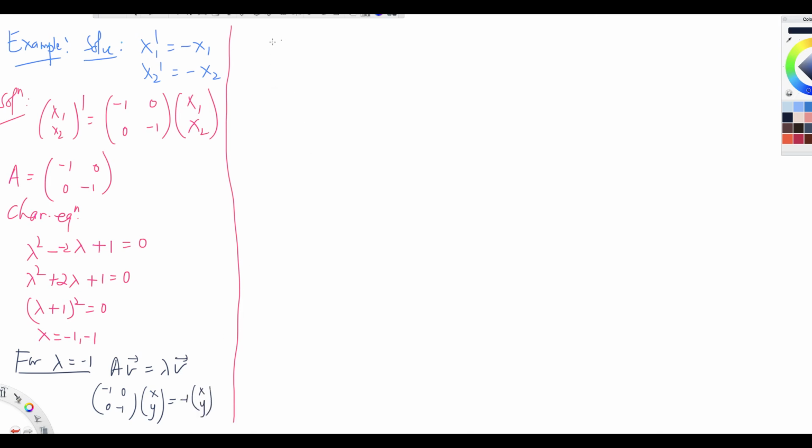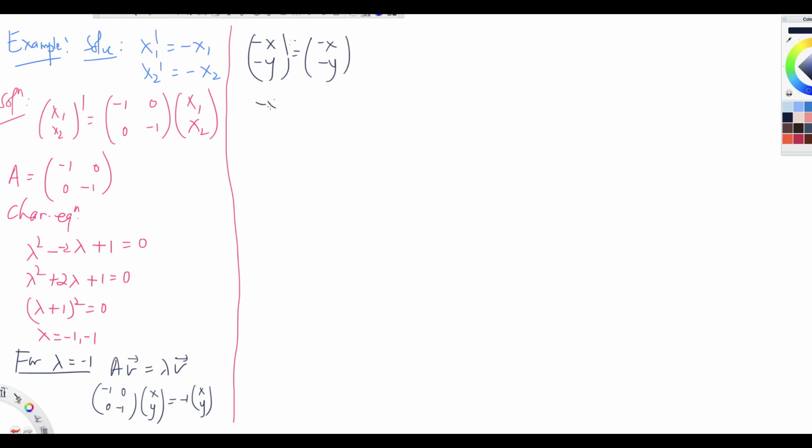So if you simplify that, what do you get? Negative x and negative y, right? How? Because negative 1 times x plus 0 times y is negative x. Similarly, 0 times x is 0, and then negative 1 times y is negative y. That's what you get, and this is equal to negative x, negative y. You see that?